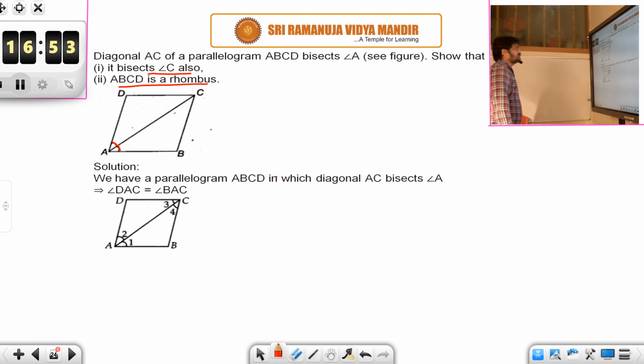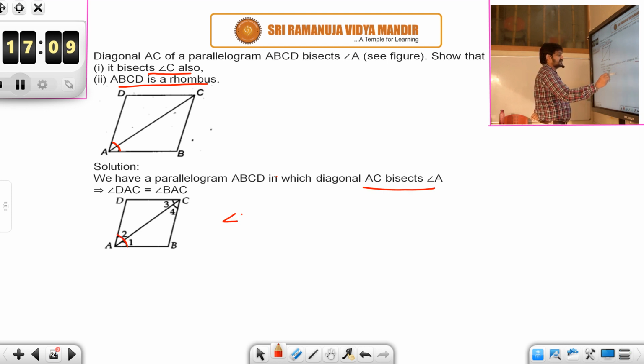Okay, students. So first of all, you are given that ABCD is a parallelogram. If it is a parallelogram, opposite sides will be parallel and equal. So diagonal AC bisects angle A. If this is angle 1 and this is angle 2, we are given that angle 1 is equal to angle 2, right? And then since ABCD is a parallelogram, if you consider CD and AB as parallel lines and AC as a transversal, then angle 1 will be equal to angle 3, alternate angles.